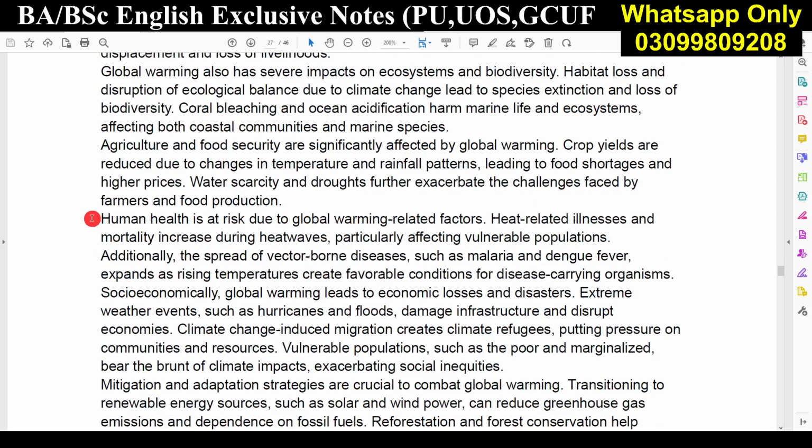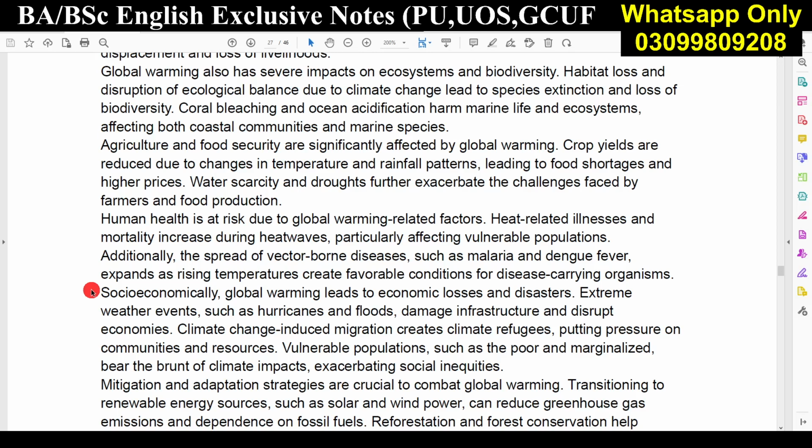Human health is at risk due to global warming related factors. Heat-related illnesses and mortality increase during heat waves, particularly affecting vulnerable populations. Additionally, the spread of vector-borne diseases such as malaria and dengue fever expands as rising temperatures create favorable conditions for disease-carrying organisms. Socio-economically, global warming leads to economic losses and disasters.